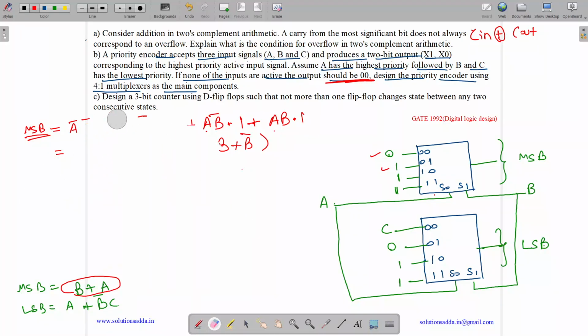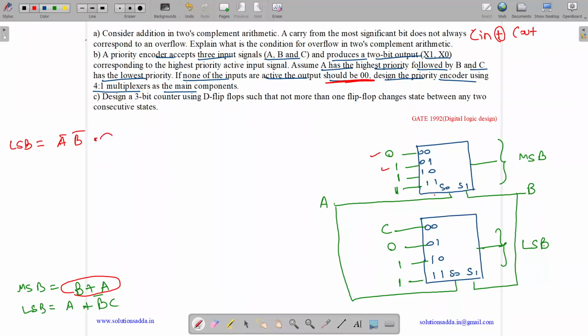LSB can also be verified in a similar manner. Let me show it to you. So we have LSB equal to, when S1 and S0 both are 0, which means A complement, B complement, we get C as output. When S0 is 0, we get 0 as output. When S0 is 1 and S1 is 0, we get 1 as output. When both are 1, we get 1 as output.